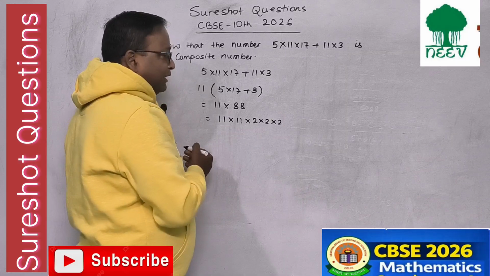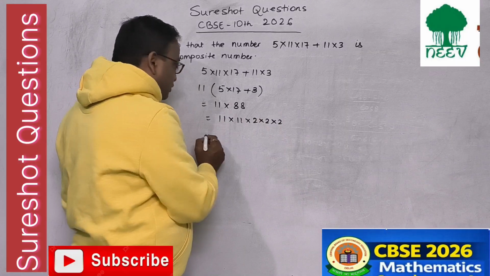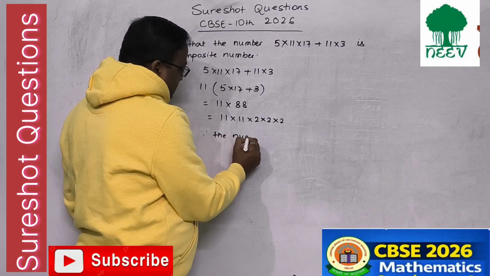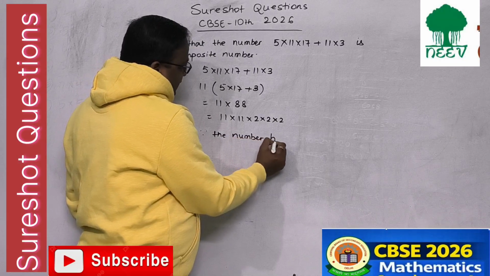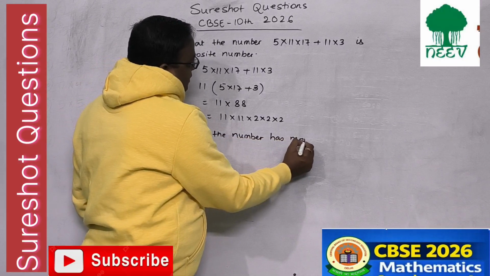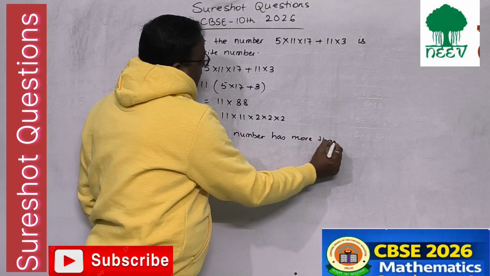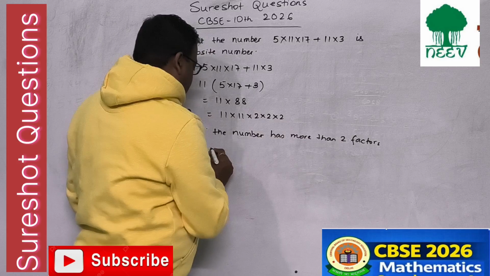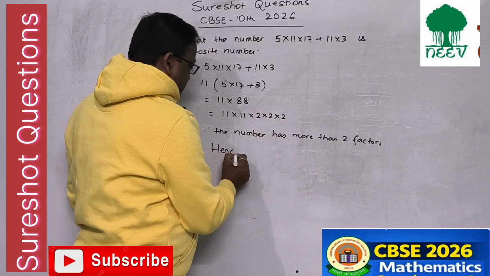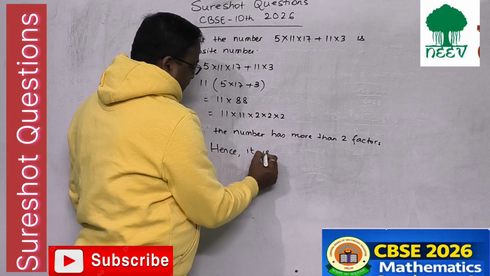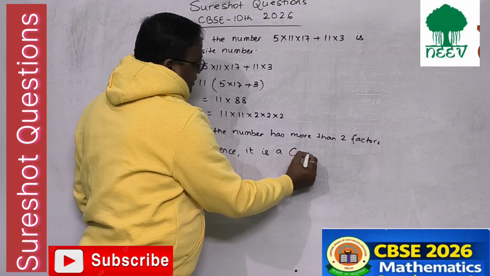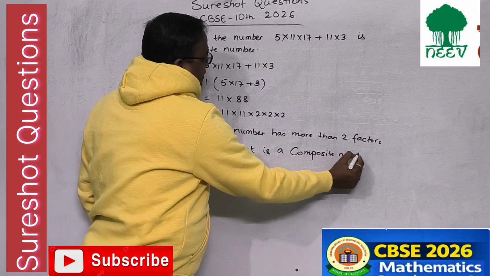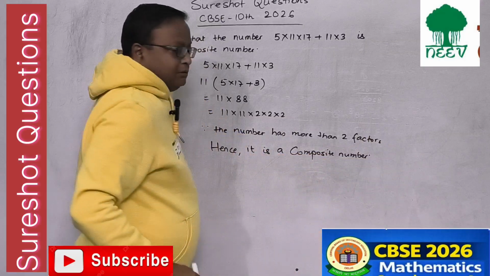So count the number of factors. Obviously it's more than 2. Since the number has more than two factors, hence it is a composite number. Okay.